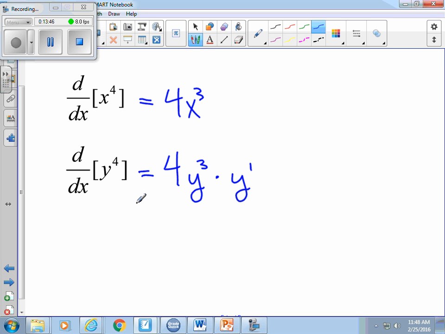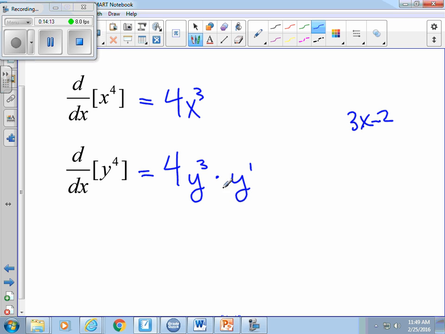Because what's y? Y letter. Okay. But it's probably something in terms of x, right? So say y is 3x minus 2. Then if 3x minus 2 is in here, what do you have to do? You have to do the chain rule. You have to multiply by the derivative of the inside, which is y prime.